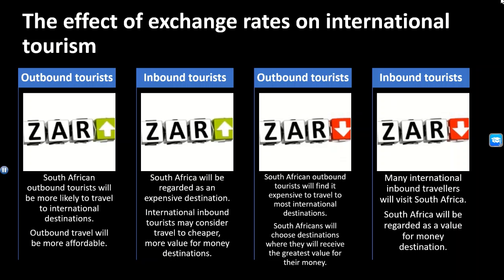So let us say the Rand is strong. Outbound tourists means that we as South Africans are going to travel to other countries. What effect does that strong Rand have on those tourists? South African outbound tourists will be more likely to travel to international destinations because it is more affordable for us, because our Rand is strong. But on the other hand, look at the effect of a strong Rand on inbound tourists, in other words tourists coming to South Africa when the Rand is strong. They will perceive South Africa as an expensive destination, and they may consider traveling to cheaper destinations where they will get more value for their money.